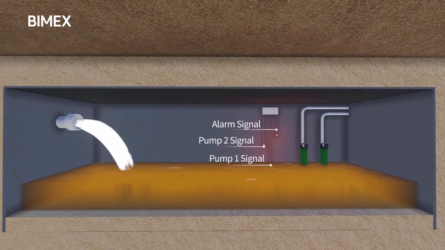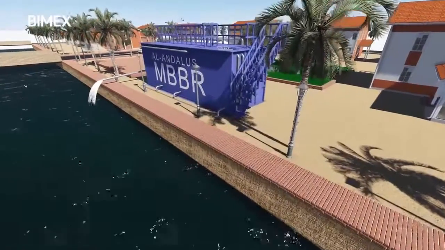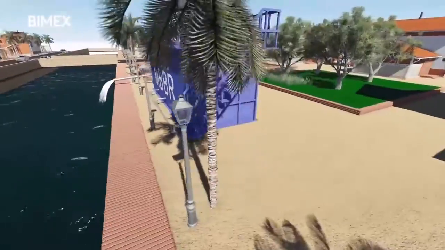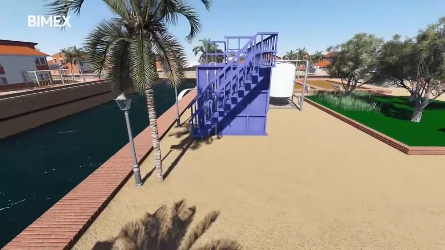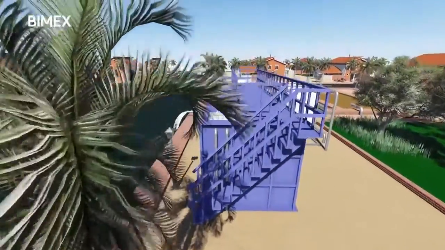The purpose of this large equalization tank is to collect the sewage that flows by gravity from the communities. The wastewater is pumped from the collection tank into the wastewater treatment plant.